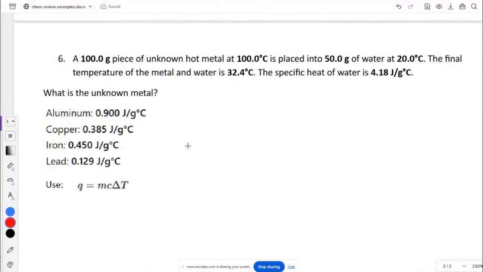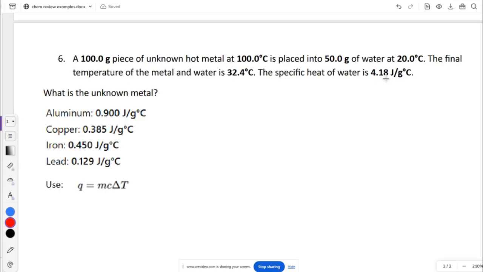All right, the last one, a little calorimetry problem. So here we go. You're going to try to figure out what metal it is. So we're going to use this equation right here. We're going to start by figuring out how much energy in joules the water gained, because you put a hot piece of metal in water.